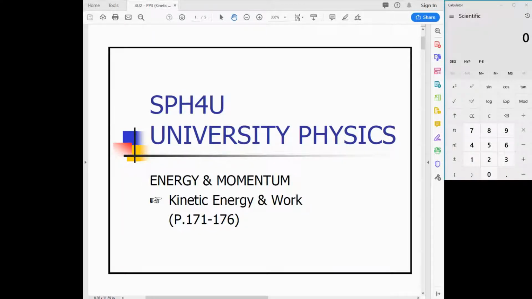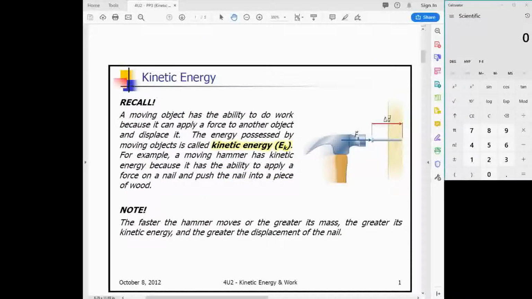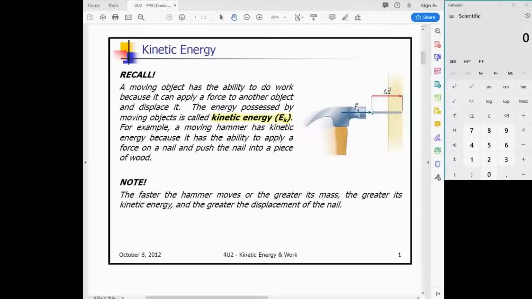So this is lecture 2 in unit 2. Energy momentum is the unit, and the lecture is kinetic energy and work. It's section 4.2 from your textbook, and we'll learn about the work-energy theorem in this lecture.